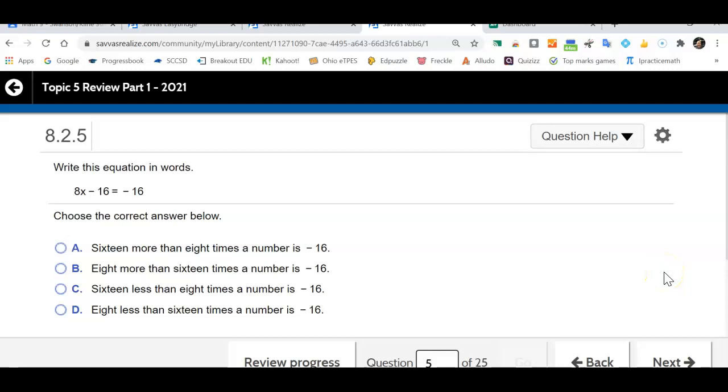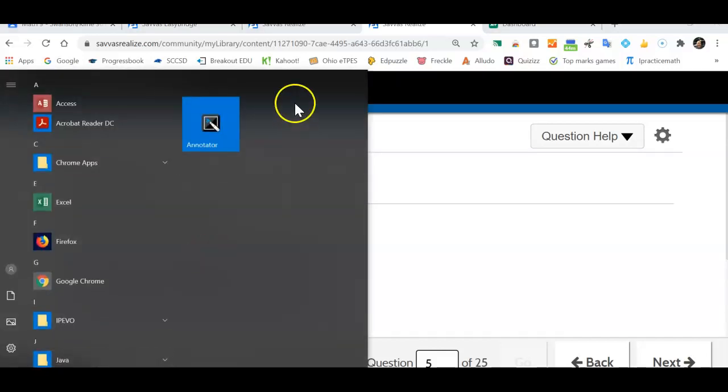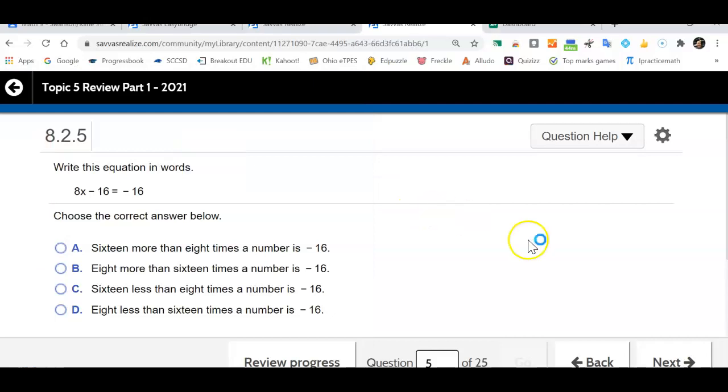So the first thing we will review is writing two-step equations. So we have 8x minus 16 equals negative 16. All right. Subtraction is one of the tricky ones. You guys remember that? So does it say minus 16 anywhere in here?